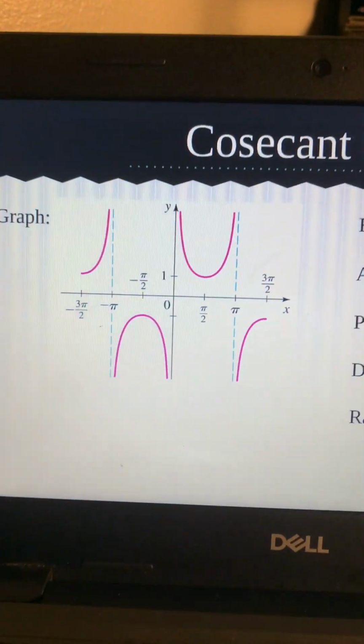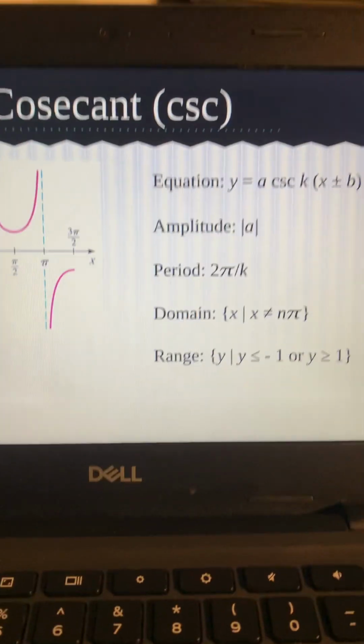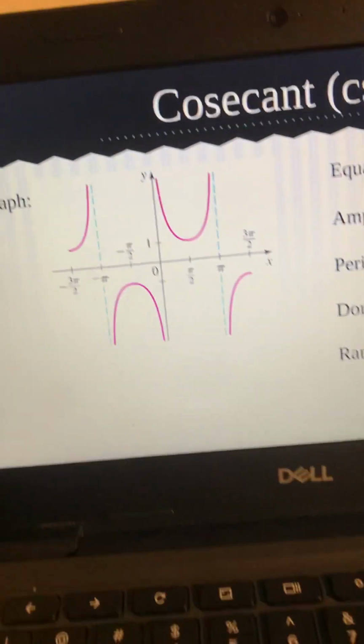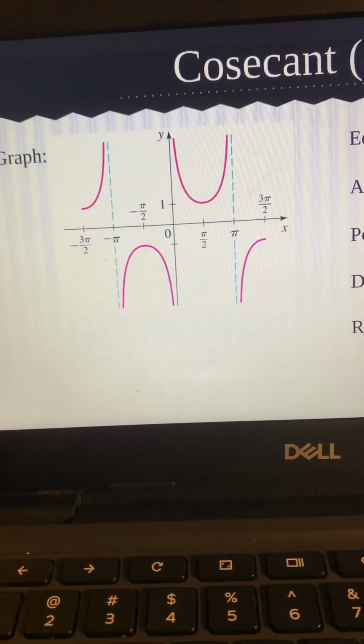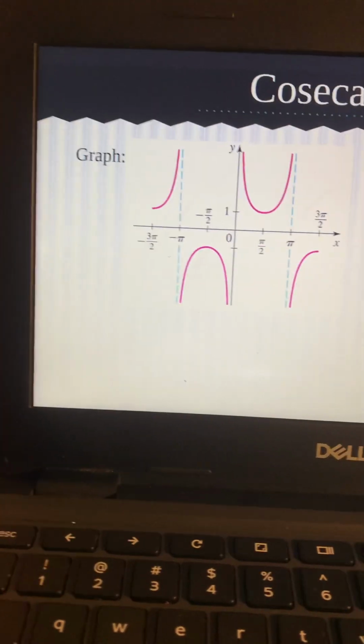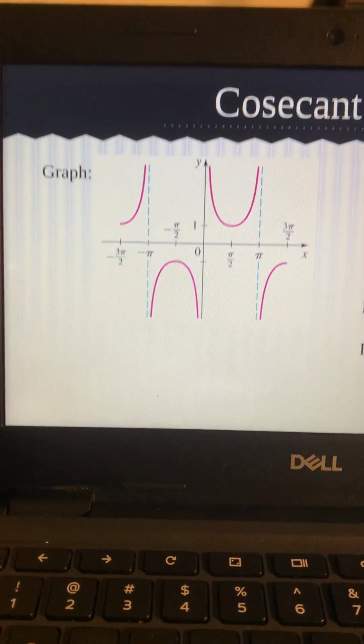So first up is cosecant. It looks like this. Here are also the equation, amplitude, period, domain, and range, but we won't be looking at those right now because we're trying to figure out which graph it is based on its characteristics. So this is what cosecant looks like. Cosecant is the inverse of sine.